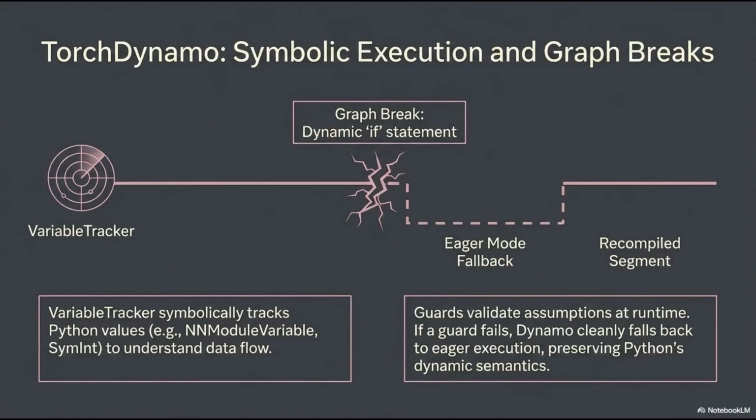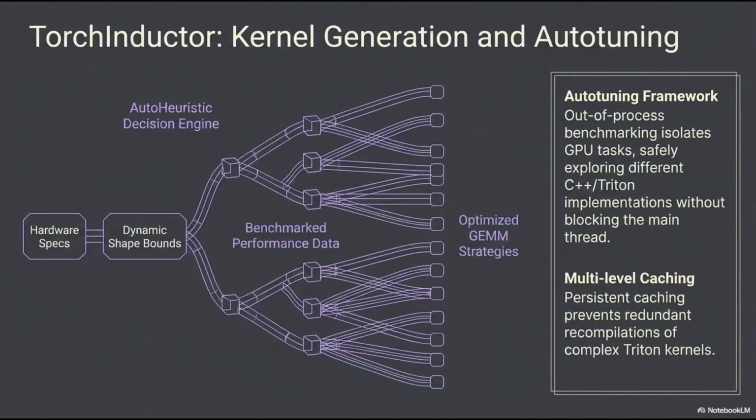where possible. Torch Inductor's core functionality centers on intelligent kernel generation and auto-tuning, as illustrated in this diagram. Our system begins by taking hardware specifications and dynamic shape bounds as inputs. These feed into an auto-heuristic decision engine, which, in conjunction with continuously updated benchmarked performance data, dynamically generates a multitude of optimized GEMM strategies. This comprehensive process ensures that kernels are tailored for optimal performance across varying conditions.